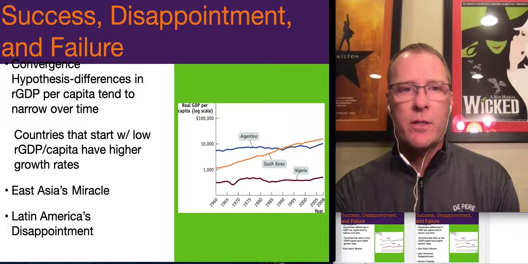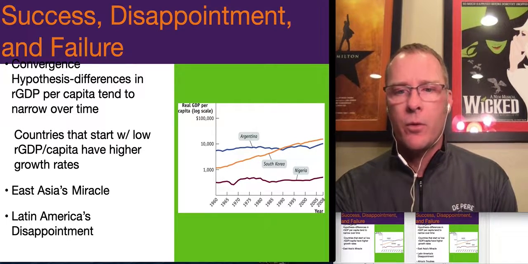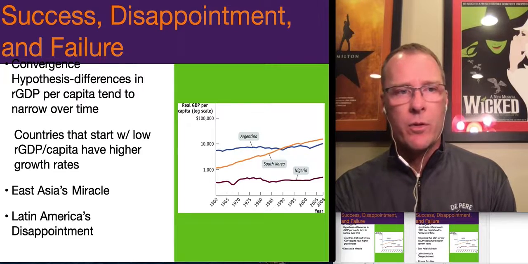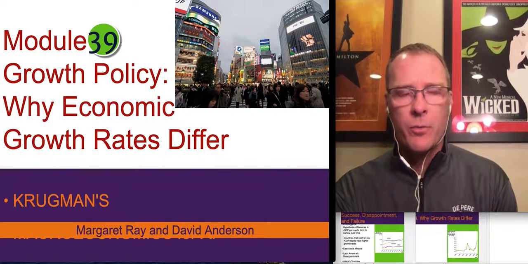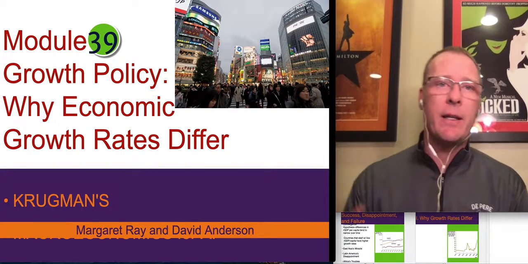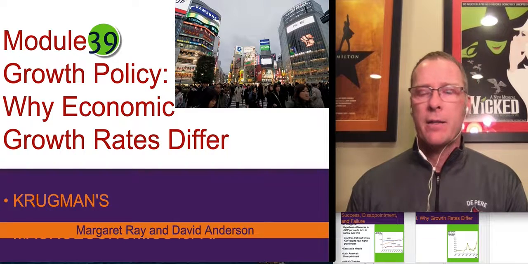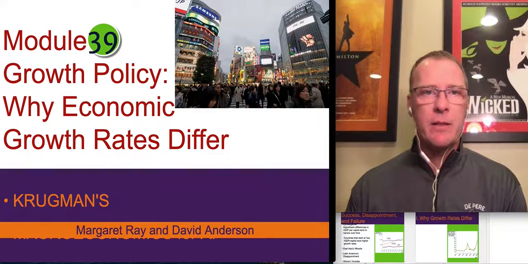So that's been interesting. Latin America, on the other hand, is not doing so well in terms of resources and real GDPs. Africa also having some problems. And that's it for module 38. So when you look at it again, not a ton in these sections. It's a lot about just, hey, what other factors can be in there that might lead to productivity and growth.